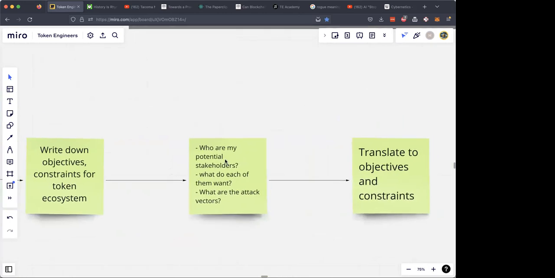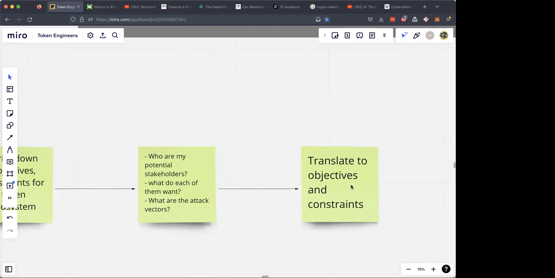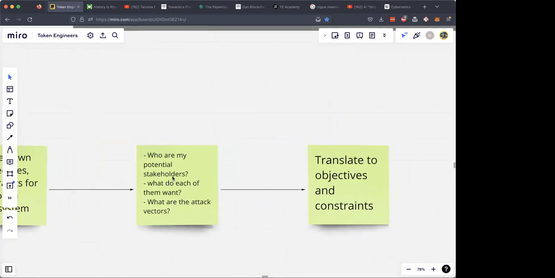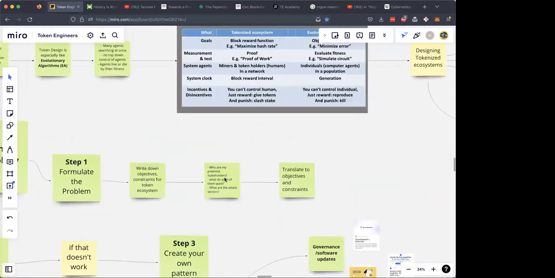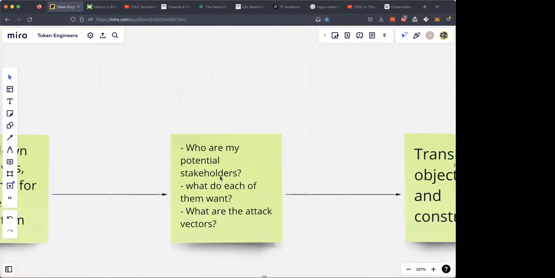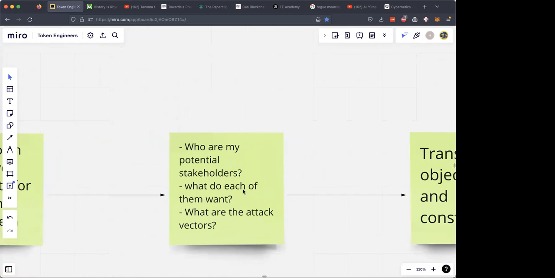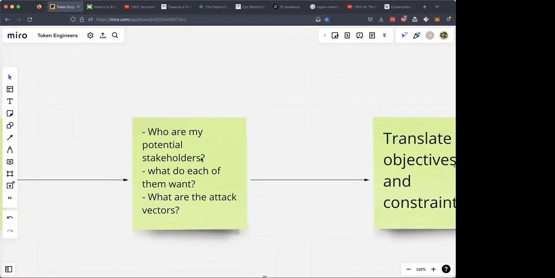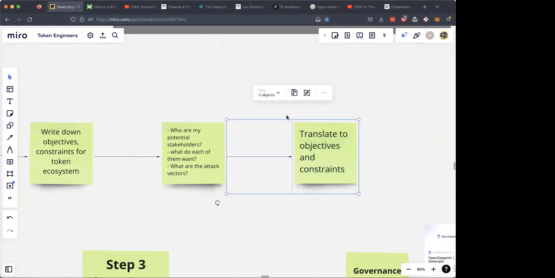The questions we ask there are like, who are my potential stakeholders? What do each of them want? What are the attack vectors? And the attack vectors we try to minimize, with the understanding of the objectives and constraints. This is where the platform design toolkit comes in. Step one is asking ourselves, who's important? What do we want them to do? Who's going to attack the system to abuse it? That type of stuff. And the objective is to turn this into the basic objectives and constraints.